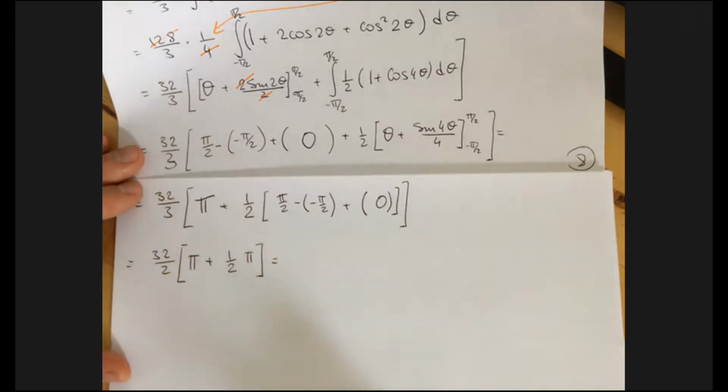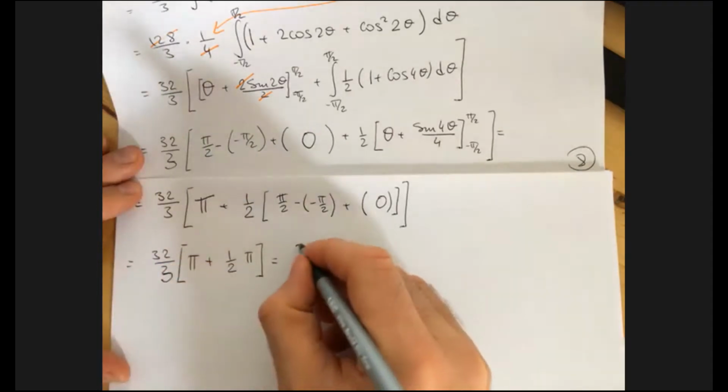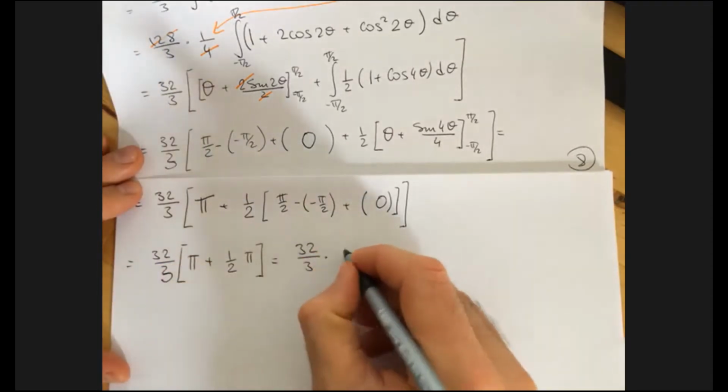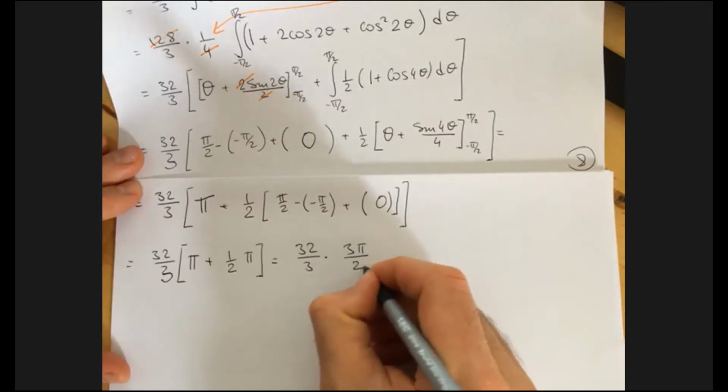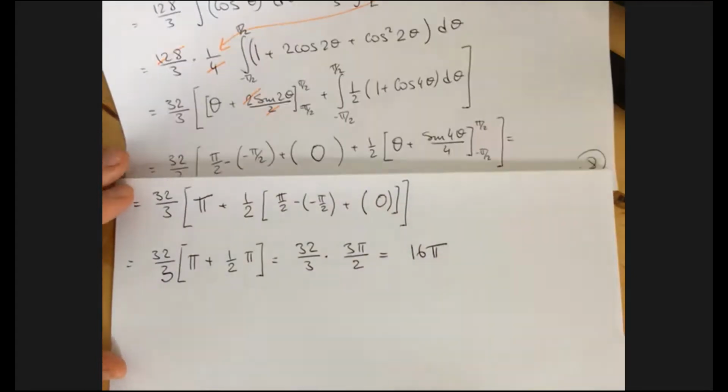Wow. Okay, we're done, right? So that's 32 over 3 times 3 pi over 2. Cancel everything and you get 16 pi. Oh, that was quite a lot. Any questions?